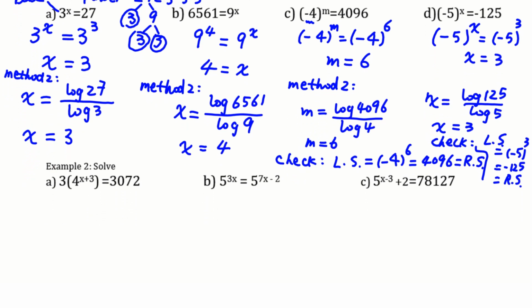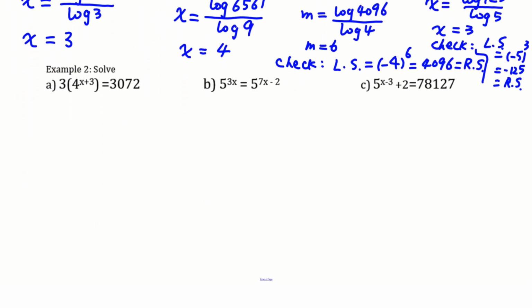So example 2, you will see some equations where you have two factors, the bases are not the same, or the exponent has two terms, or on the left side you have adding or subtracting two terms. In order to solve it, we need to make sure one side is one power only. So we are going to move the 3 to the other side.